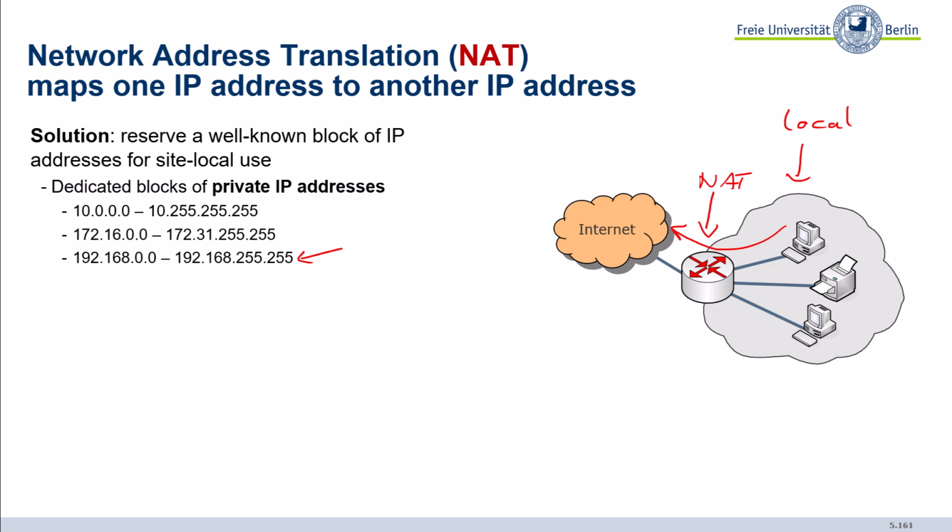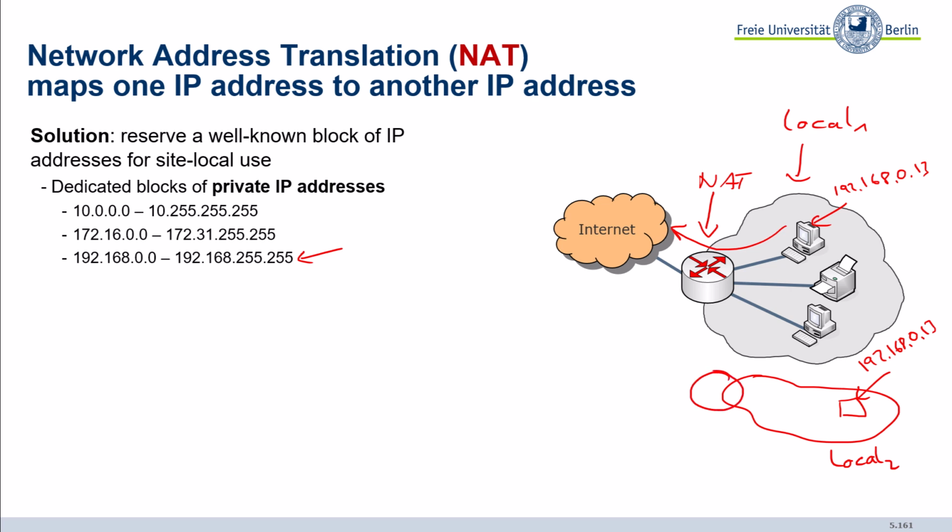And the idea is everyone can do this. So you can have many of these local networks. There's local 1, there's local 2, and this computer maybe has 192.168.0.13, but there's also a computer here that has the identical address, 192.168.0.13. And this is not a problem because this organization also has a NAT that translates this address into a globally unique public IP address. As long as you use different public addresses for the different sites, there's no problem because no one will see these internal IP addresses.